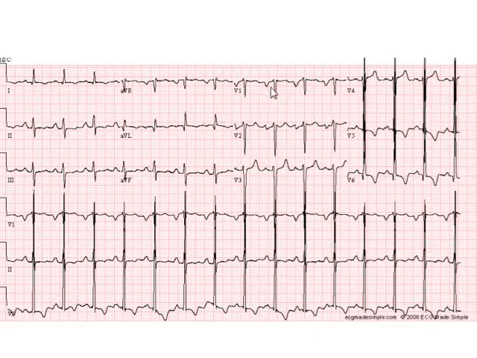In lead V1, the negative component of the P wave is deep and wide, in keeping with left atrial enlargement. In addition, in lead 2, the P wave is tall, in keeping with right atrial enlargement. Thus, this patient has biatrial enlargement.